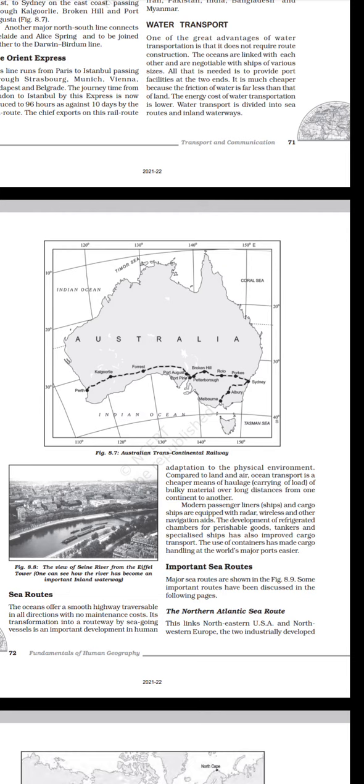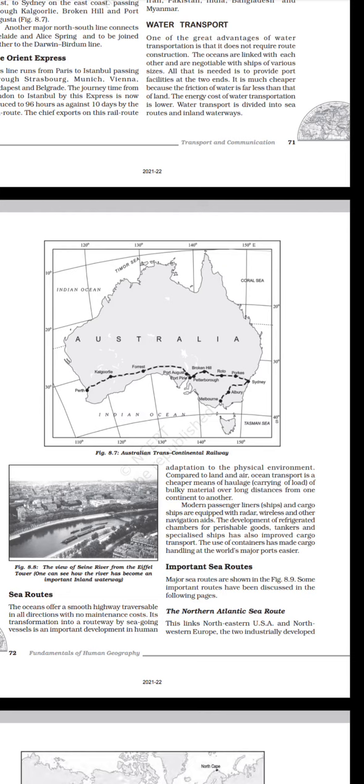The oceans offer a smooth highway transferable in all directions with no maintenance costs. Its transformation into a routeway by sea-going vessels is an important development in human adaptation to the physical environment. Compared to land and air, ocean transport is a cheaper means of haulage, carrying a load of bulky material over long distances from one continent to another.